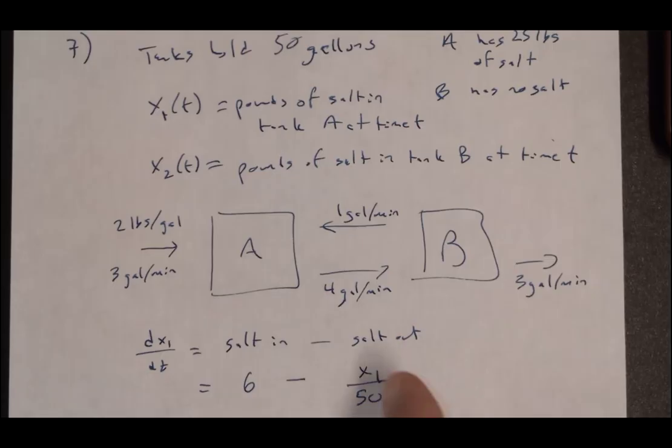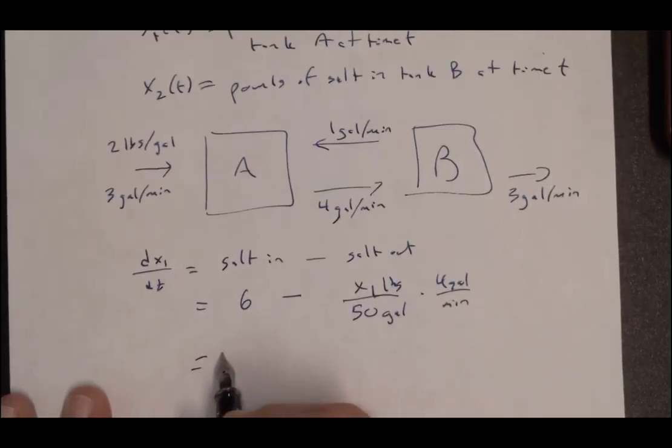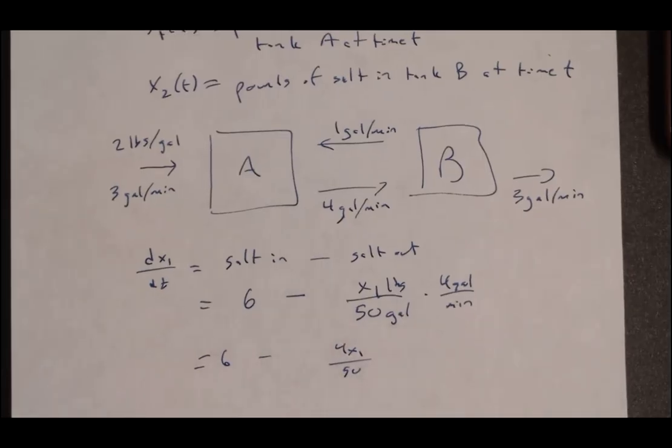And it's coming out, that's pounds and gallons. And then I need gallons per minute, right? Pounds, gallons, gallons per minute. How much is coming out? 4 gallons per minute. So that's going to be, I can simplify that if you want, write it as 2 over 25, but I'm okay. 6 minus 4x1 over 50. But we didn't quite get everything. Shaking your head, Mia, what did I miss?